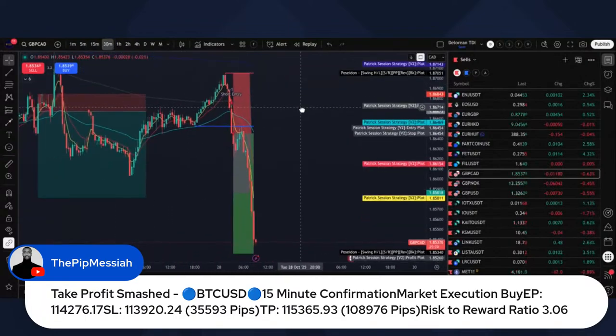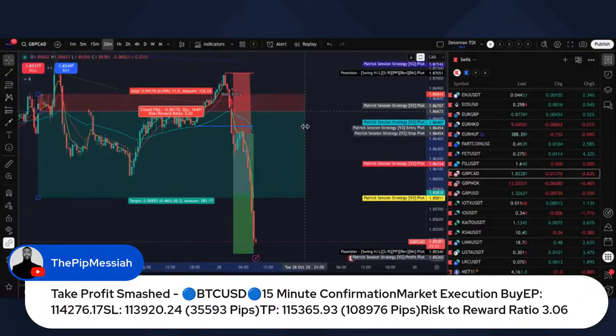We have another take profit hit. This is Great British Pound versus Canadian dollar. Get that called out. That's for 86 pips. Congratulations for those of you that took the trade. Again, that's Great British Pound versus Canadian dollar.